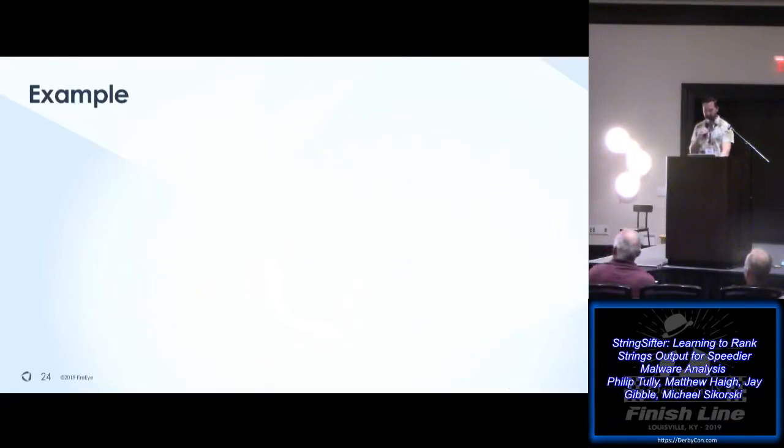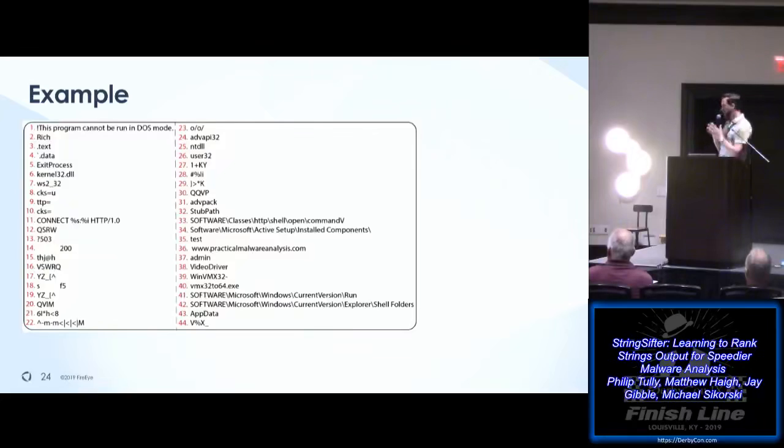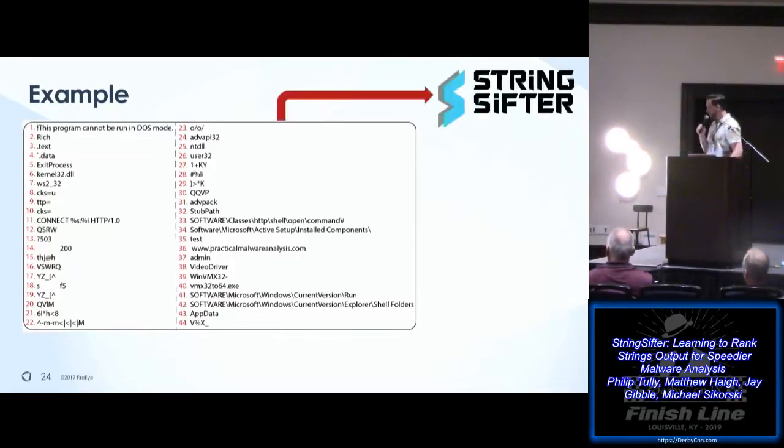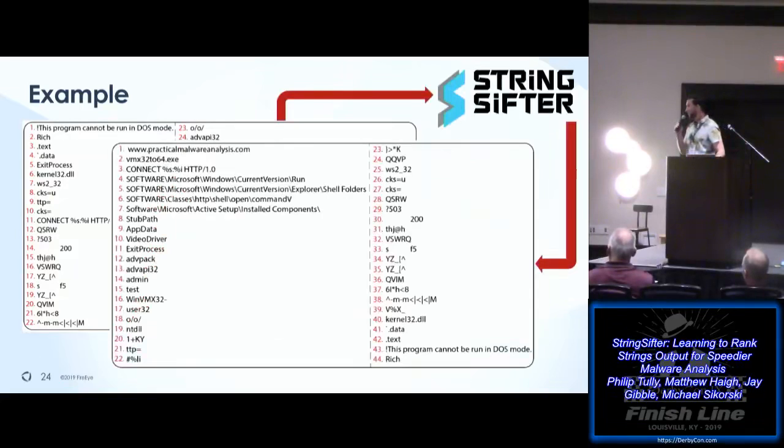So let's put these things together. We have labels, we have features that we take from input strings, and we have an algorithm to perform our ranking for us. So let's try to feed this a set of unseen input strings. Here is a very simple example. It's a strings output from a malware binary that produces 44 strings. And we feed this through StringSifter, and we get back something that should be more useful.